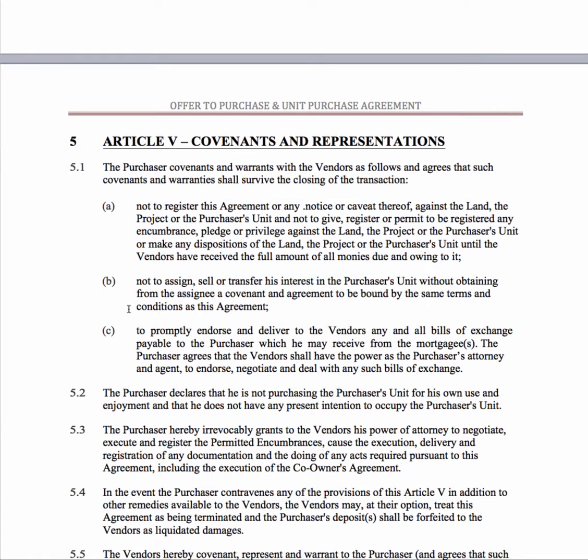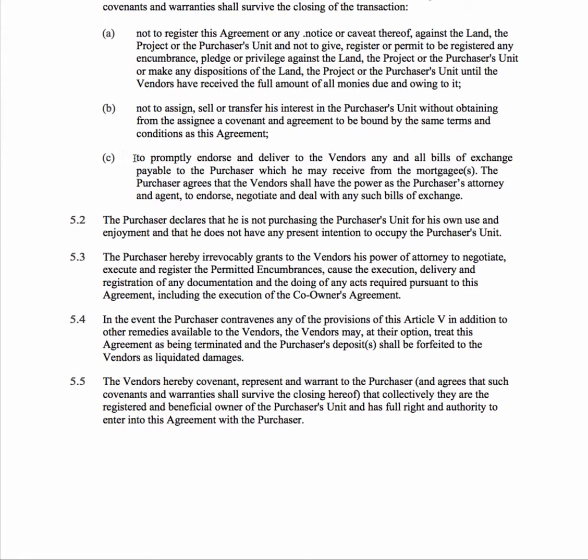You shall not sell or transfer your interest in this unit without obtaining from the assignee a covenant and agreement to be bound by the same terms and conditions as the agreement. So we're not saying that you cannot assign this contract, but we need a letter from the assignee that he is in agreement and he's bound by the same terms and conditions of this contract. You understand that we have powers of attorney to engage in negotiation with mortgage brokers and so on and so on. So that is standard.